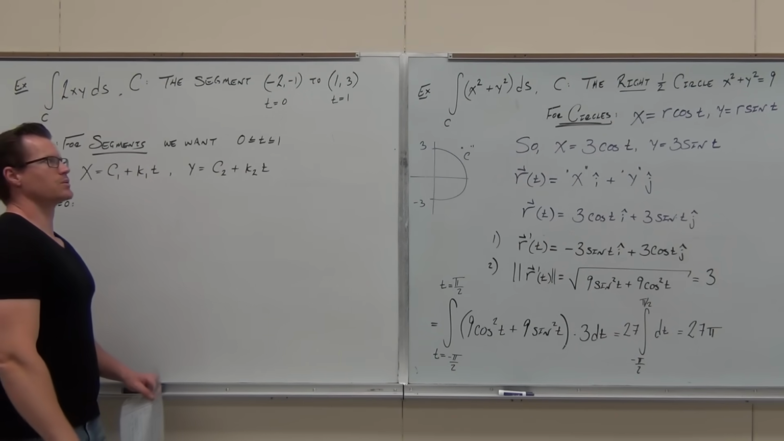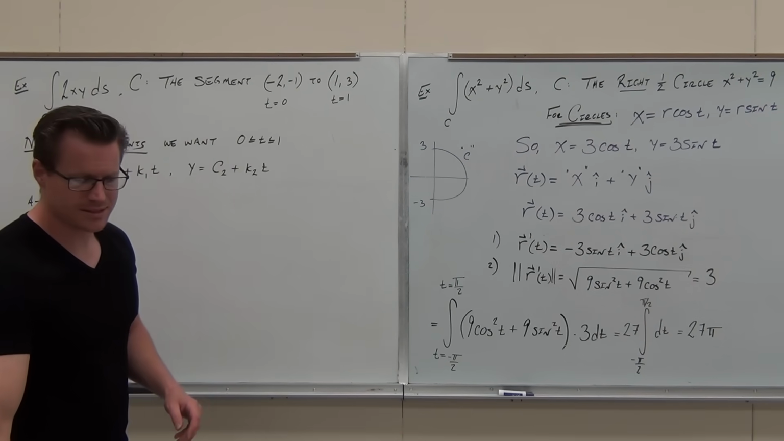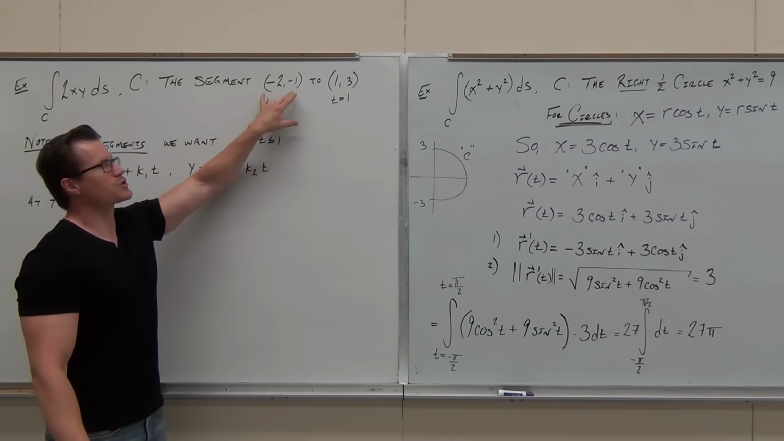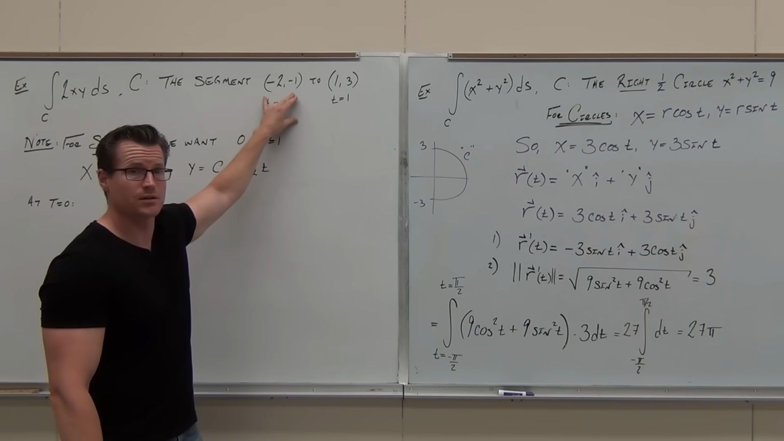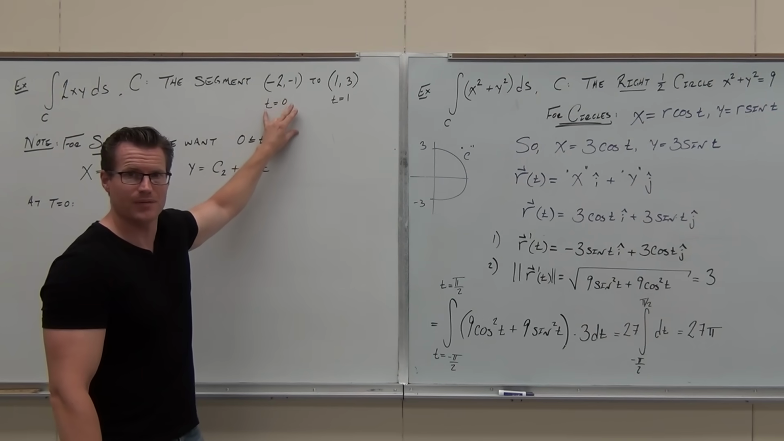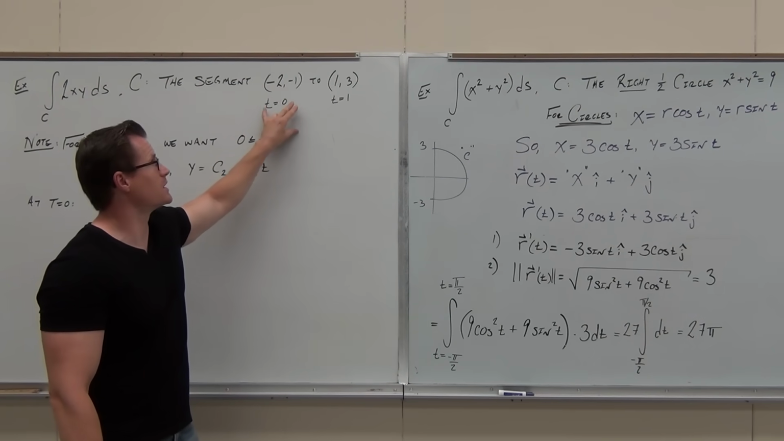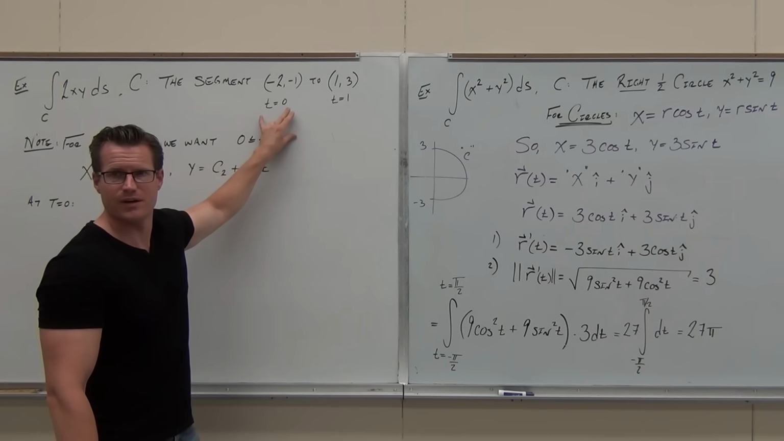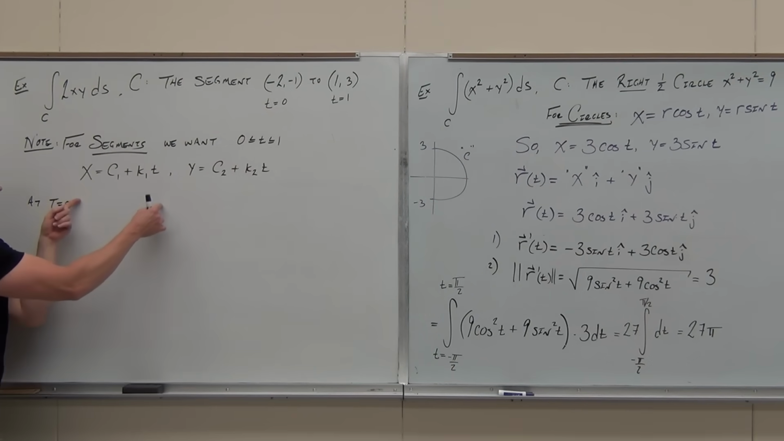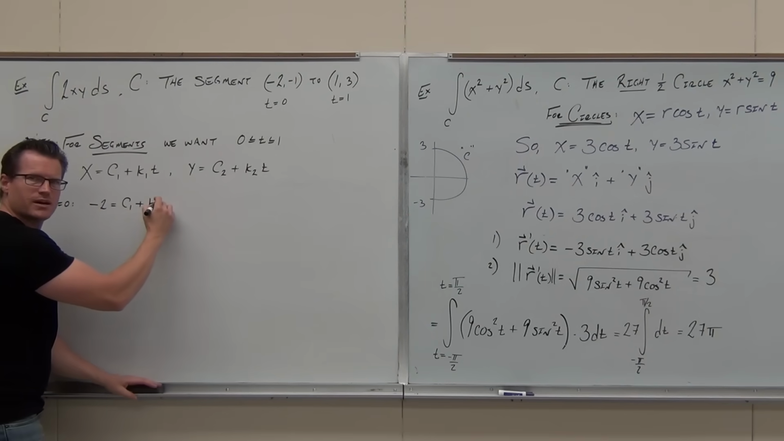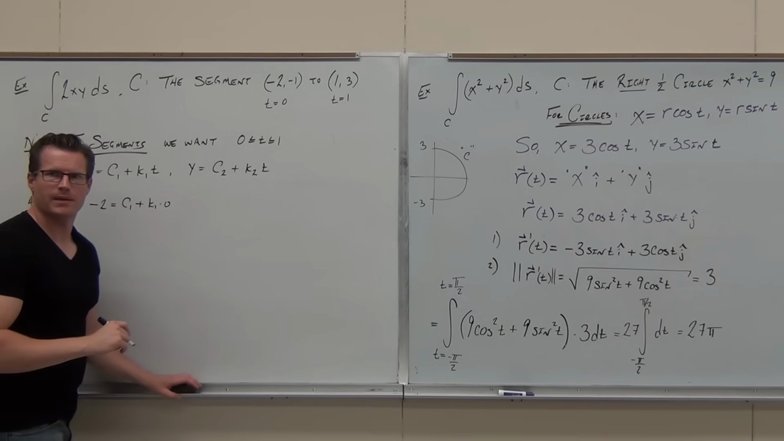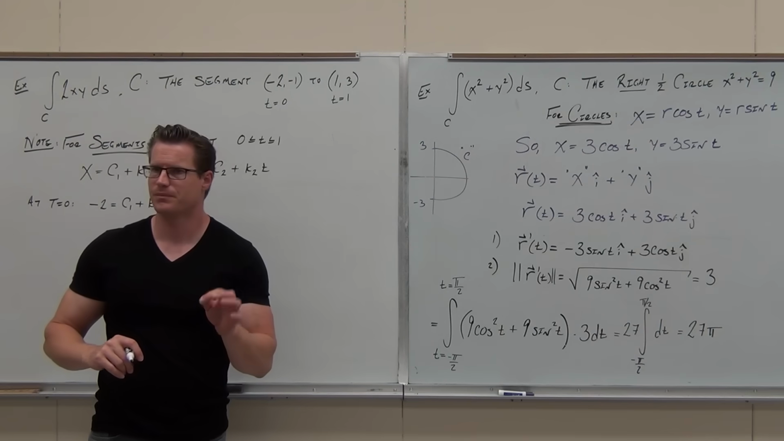If I let t equals 0, then I'm at this point right now. Listen carefully. If I'm at this point right now, what's my x value at that point? -2. What's my t value at that point? So let's try this again. What's my x value? What's my t value? Use it. It will automatically solve for your C1, always.